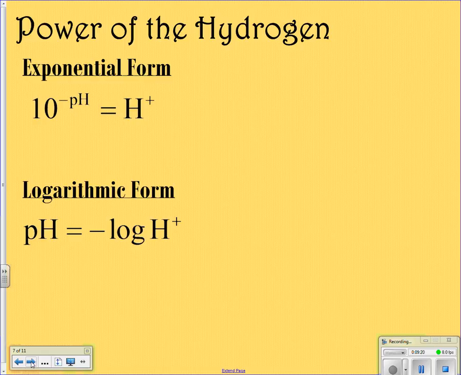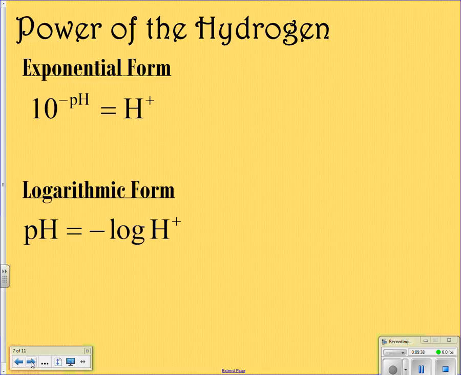And then that H positive represents the concentration of hydrogen ions. Okay? So we are going to use one of these two formulas. You will need to learn them. Now you can take one and put it into the other.